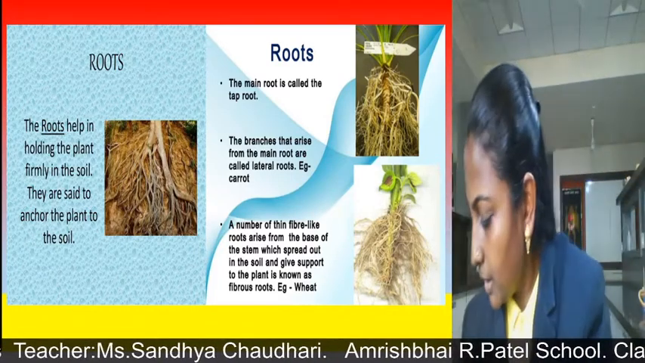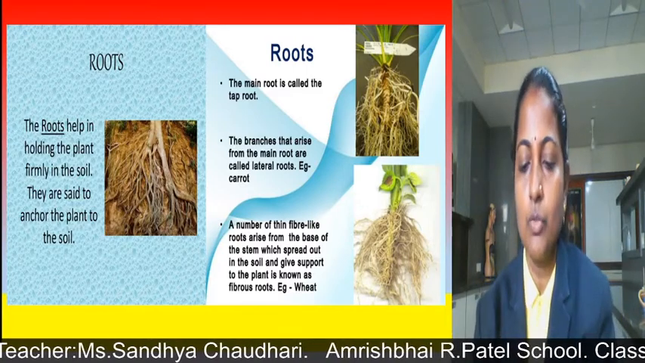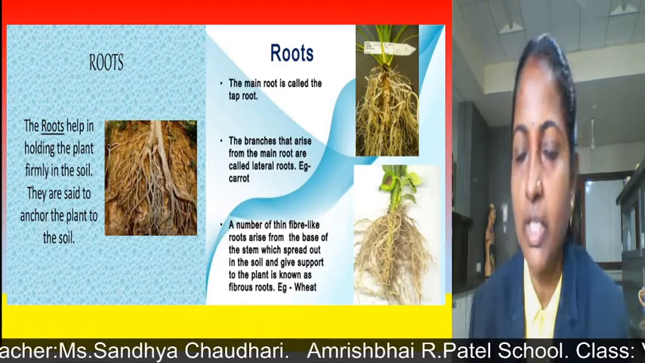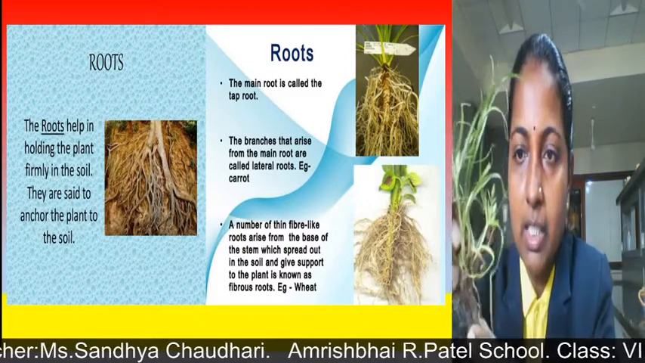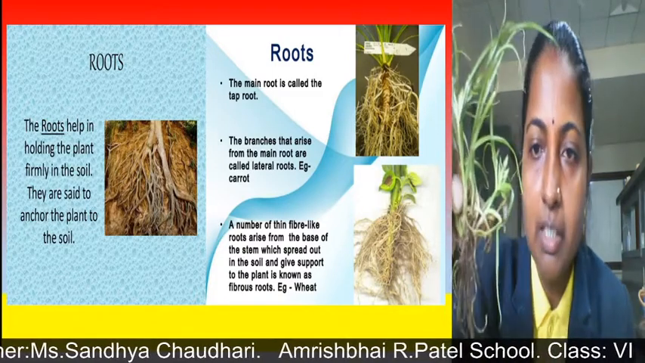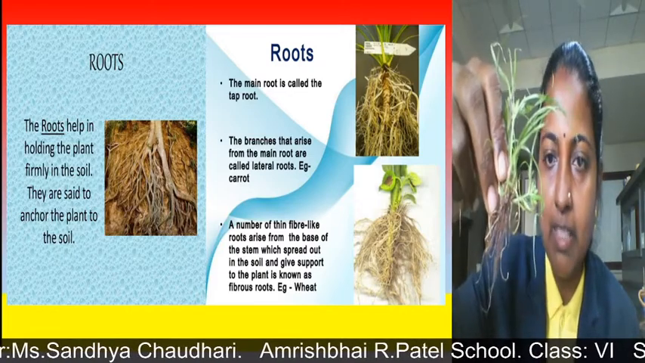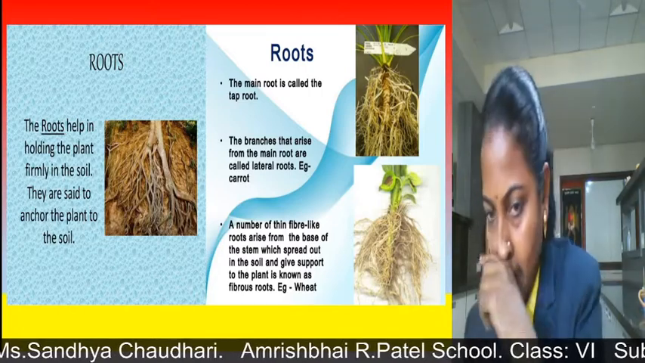These are called lateral roots. And a number of thin fiber-like roots arise from the base of the stem, which spread out in the soil and give support to the plant, known as fibrous roots. Here you can see many thin fiber-like roots arising from the base of the stem; that is fibrous root. Example wheat, grass, and in taproot example carrot.